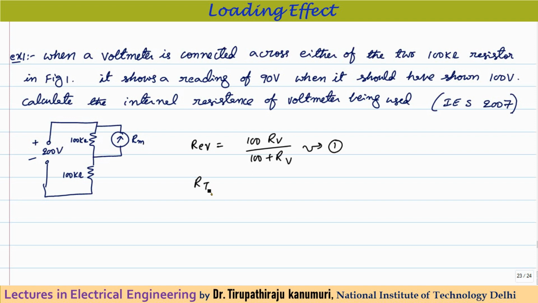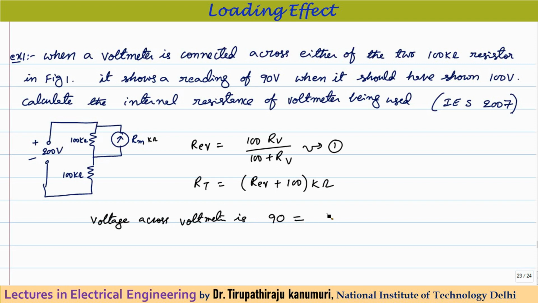If you want to calculate the total resistance that is connected across your 200 volts, it will be equal to this equivalent resistance in series with 100 kilo ohms. Agree with me? Let us assume Rm is also measured in kilo ohms so that the calculation will be easy. And it is given there the voltage across the voltmeter. That means by keeping this voltmeter, the voltage across this is measured by the voltmeter. So the voltage across the voltmeter, it is mentioned there, is 90 volts.